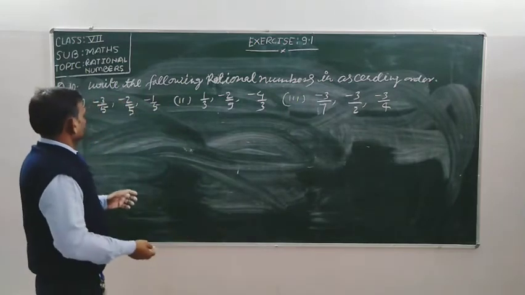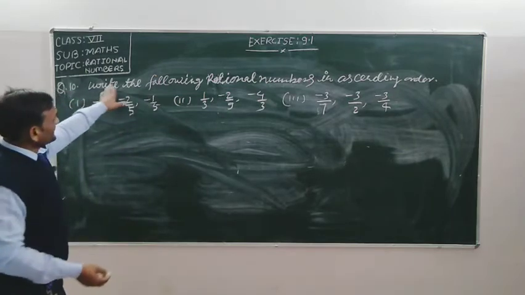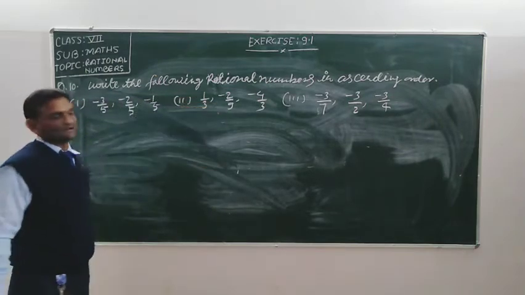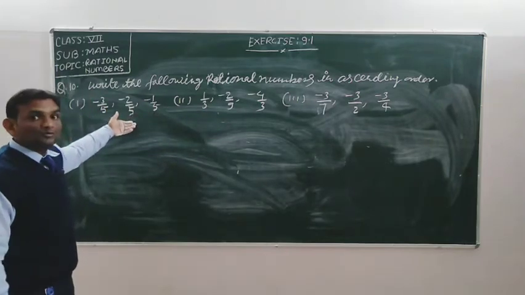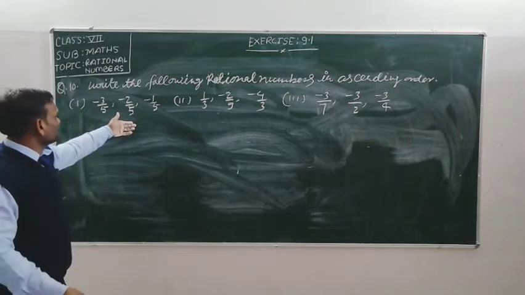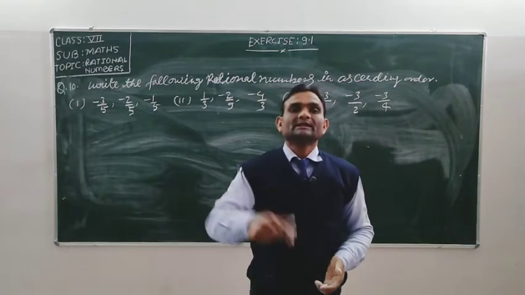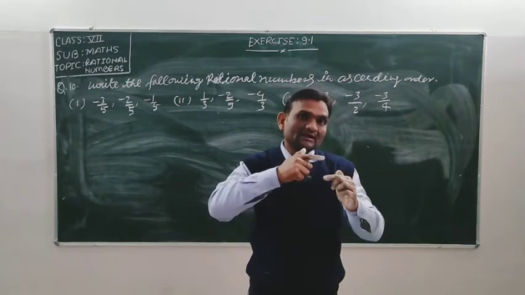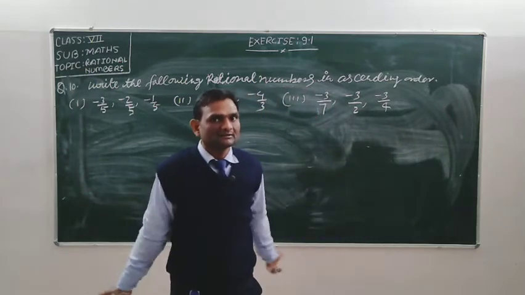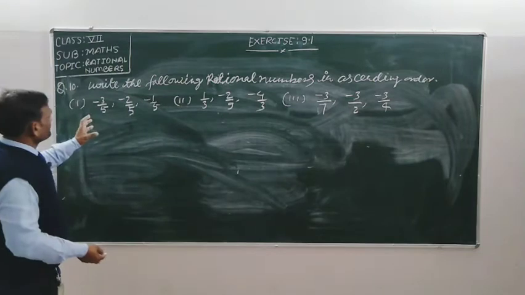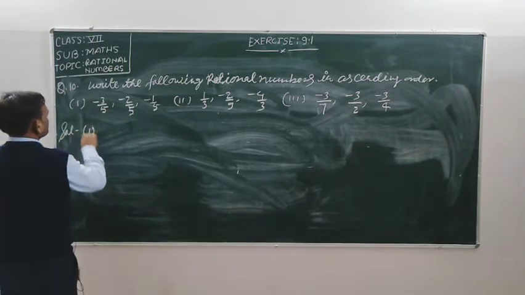So, very carefully, try to understand this question. Write the following rational numbers in ascending order. All are rational numbers, and you need to write them in ascending order. Ascending order means, student, smallest to greatest. Like for example 1, 2, 3, 4, 5, 6, 7, 8, 9, 10 when you write. So smallest to greatest. Student, I am going to solve part first.